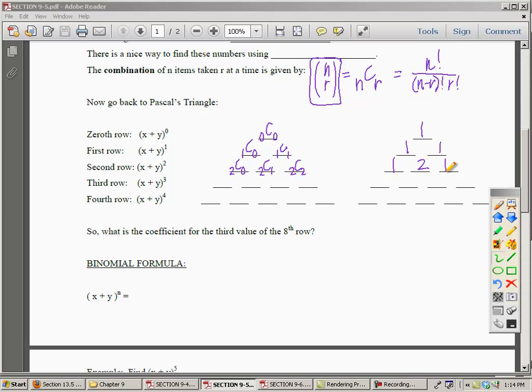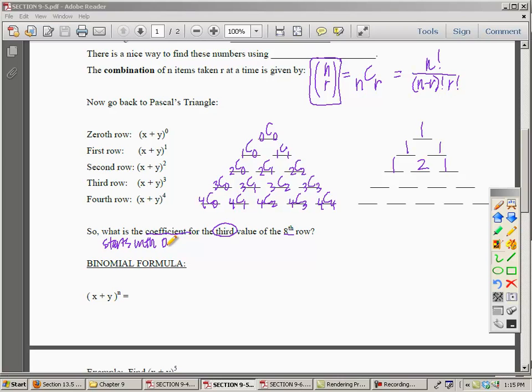I'm guessing you can kind of see this is 3 combinations of 0, 3 combinations of 1, 3 combinations of 2, 3 combinations of 3, 4 combinations of 0, 4 combinations of 1, 4 combinations of 2, 4 combinations of 3, and 4 combinations of 4. As I look at this, we're going to ask you questions like this: what is the coefficient for the third value in the 8th row? Most of you will assume it's 8C3. But the answer is no, because every row starts with 0.